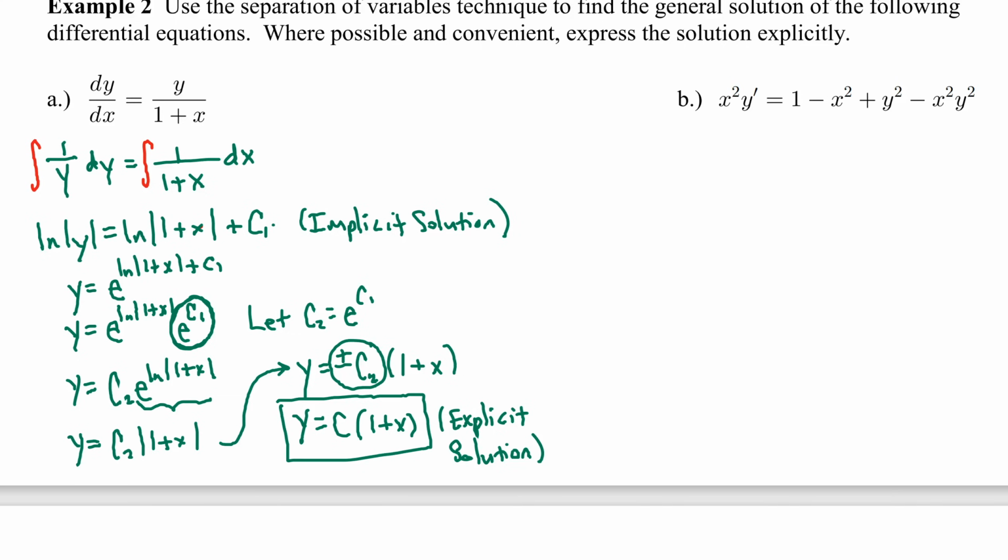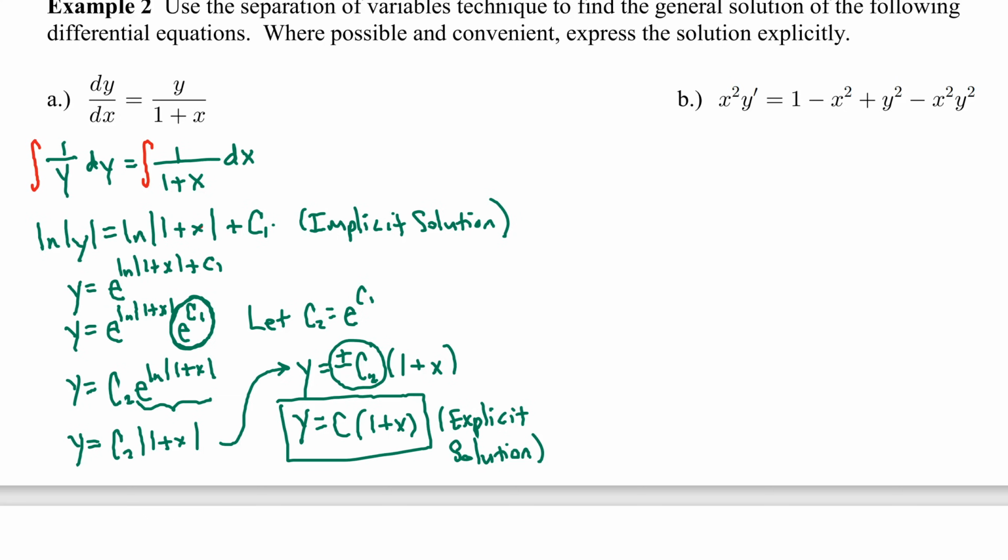x squared times y prime equals 1 minus x squared plus y squared minus x squared y squared. All right, I can tell this one's going to need some algebra. We're not going to be able to solve this by direct integration, the first method that we learned, because if we were to isolate that first derivative y prime, it would not be equal to a function of x alone. So we're going to test out and see if it's separable.